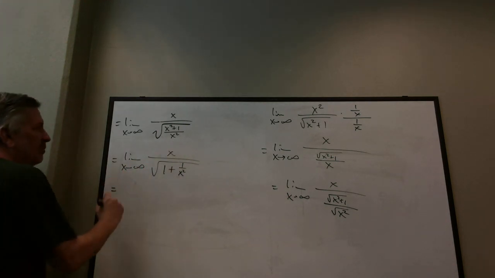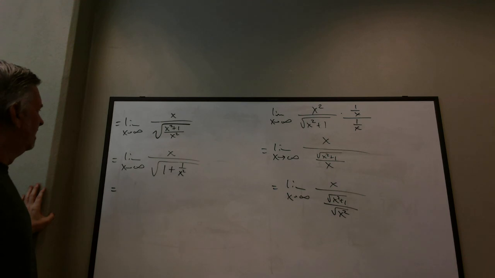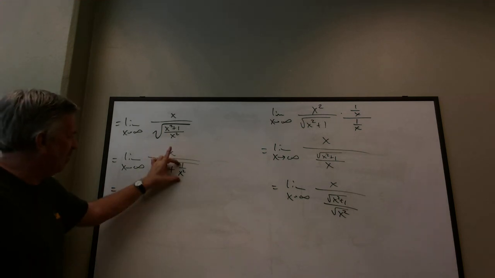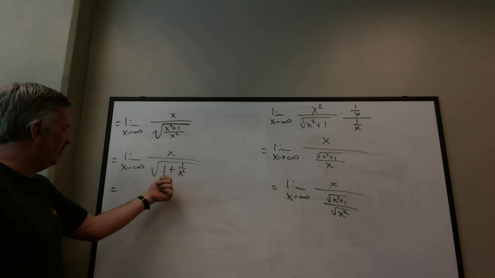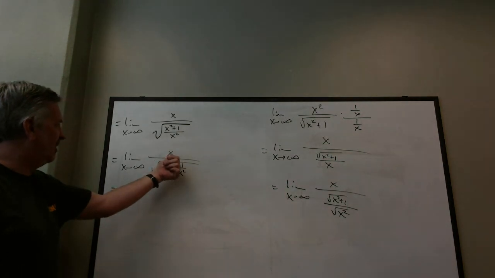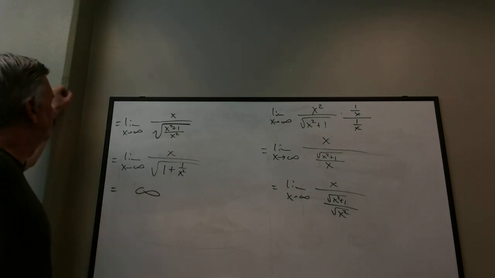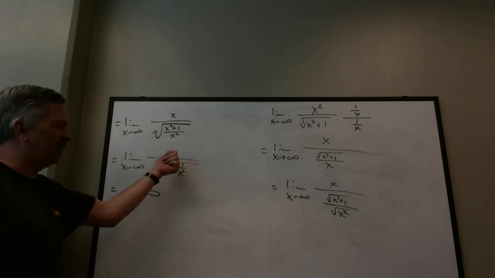Now when x goes to infinity, what happens to this? Well, when x goes to infinity, right, 1 over x squared goes to 0, and then you have 1 plus 0, square root of 1 is 1, and in the numerator x is blowing up, so it looks like that's going to infinity. Okay? Again, the denominator is going to 1, but the numerator is blowing up.